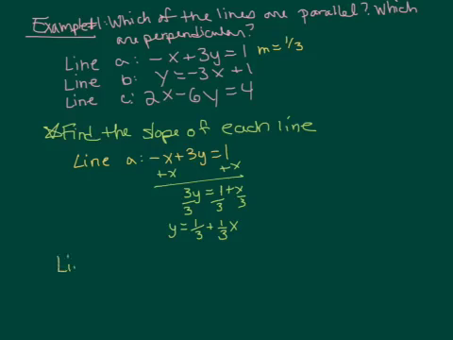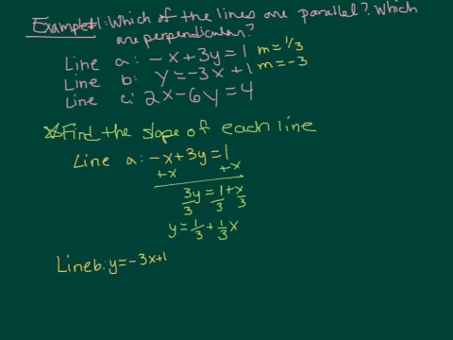Line B, luckily, I made this one nice and easy for you by giving you the actual slope. I wrote it in slope-intercept form. So it's y equals negative 3x plus 1. Your slope is negative 3.